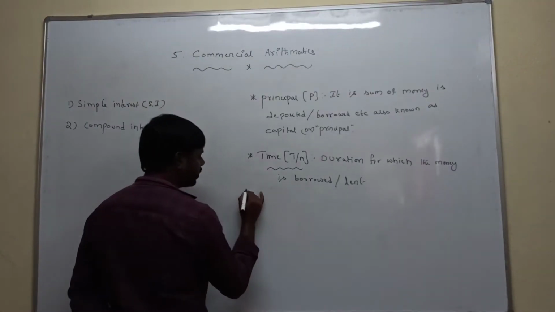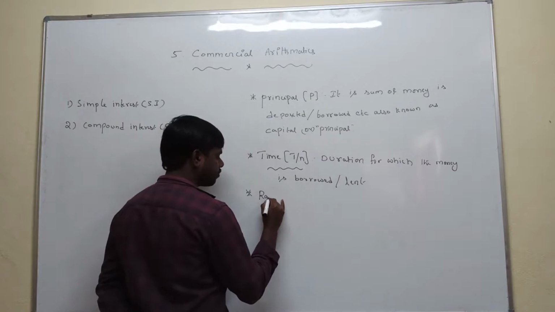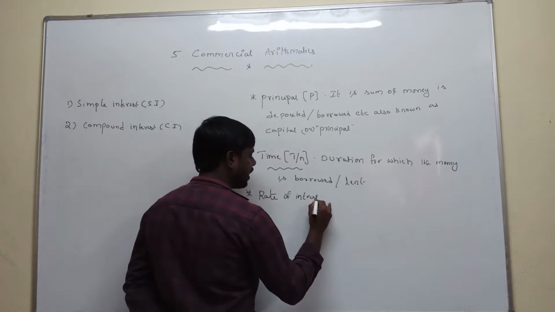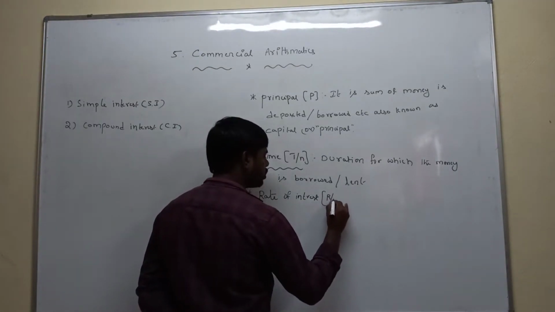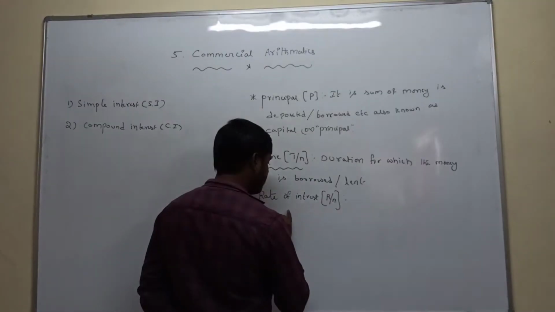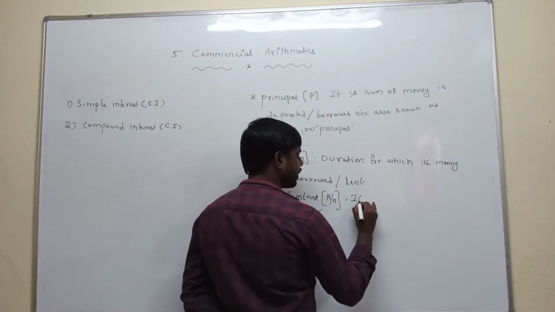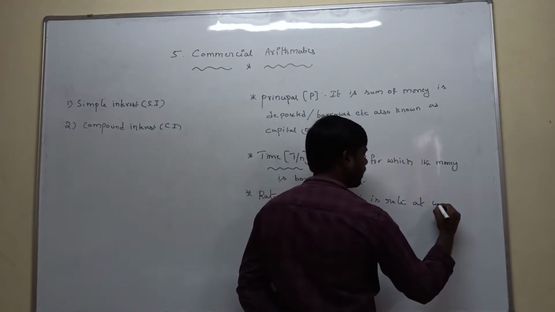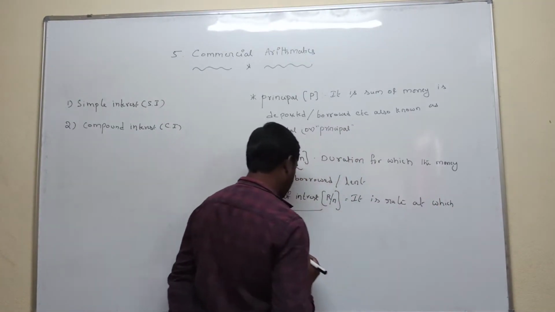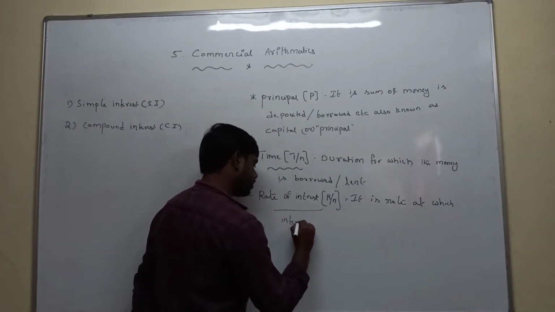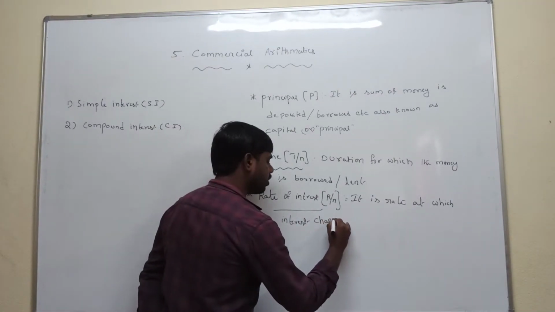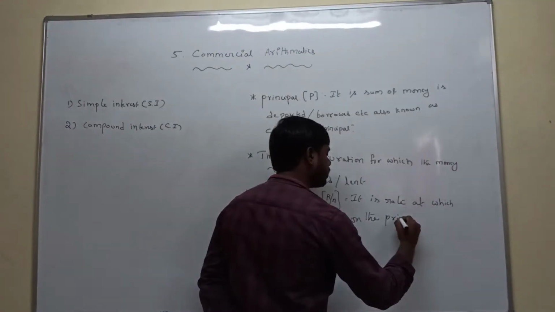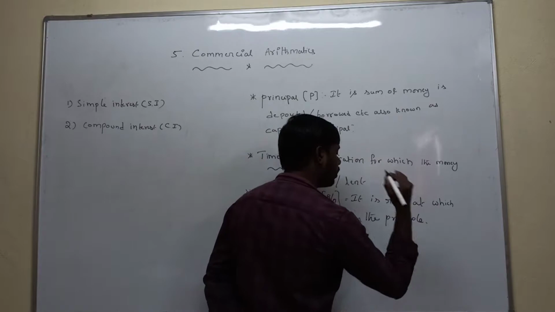Next, the third one is rate of interest. Rate of interest is denoted by capital R or small r, because it is the rate at which interest is charged on the principal, meaning interest is charged only on the principal amount.